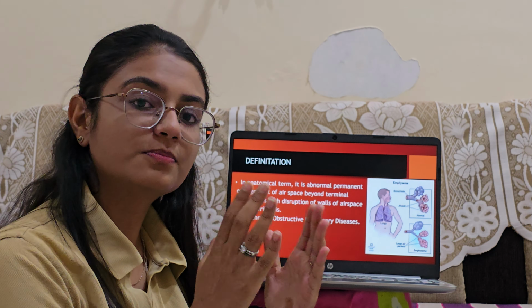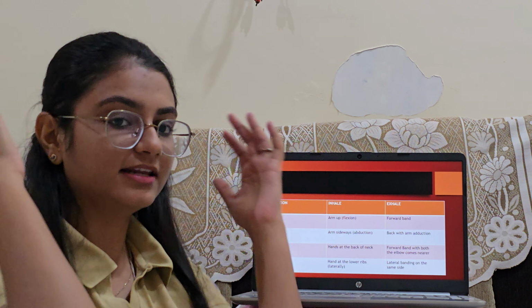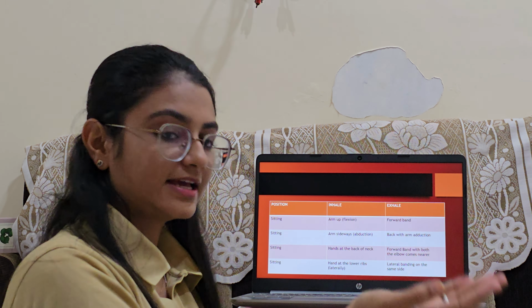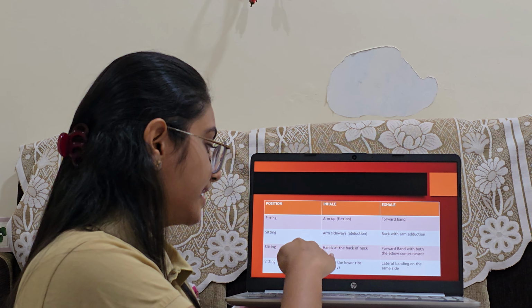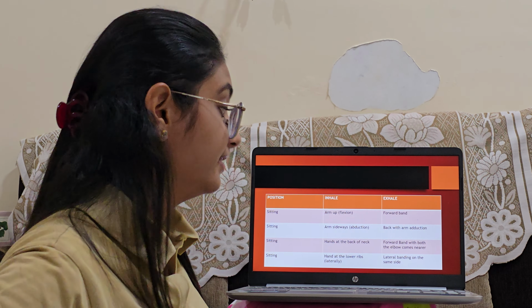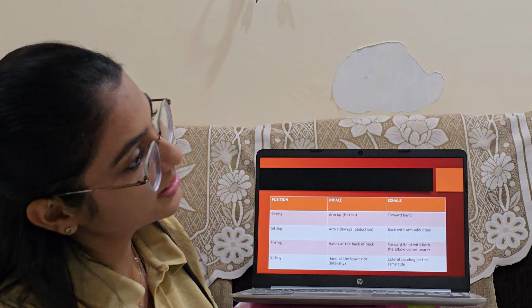The second is sitting, with arms sideways. We ask the patient to do abduction while inhaling and return to the normal position while exhaling. Then the third, the patient position is sitting. The hands at the back of the neck, and forward bend with both elbows coming nearer, while exhaling. The fourth, the patient position is sitting. While inhaling, hands at the lower ribs, and while exhaling there is lateral bending on the same side.